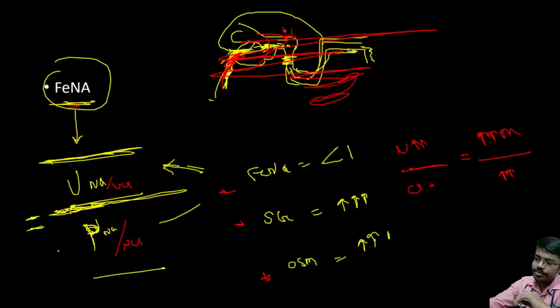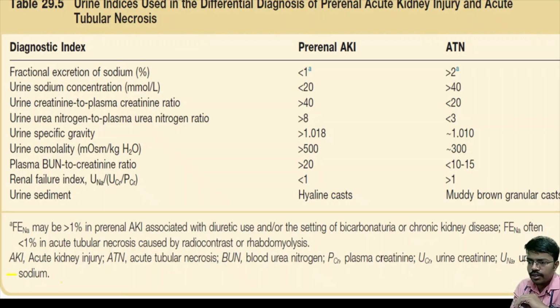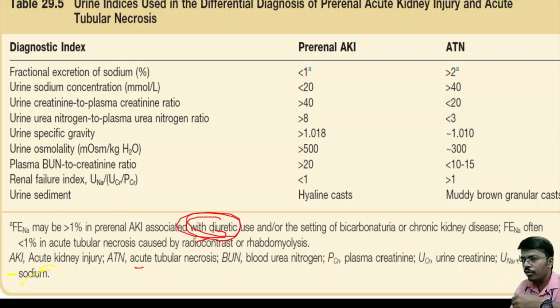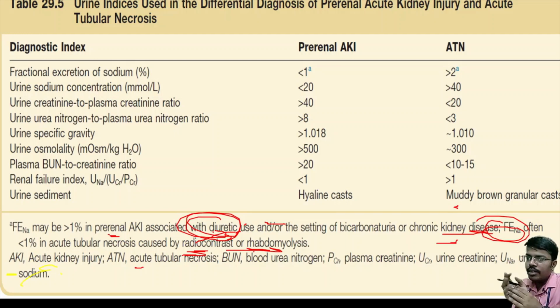There are some kinds of pre-renal factors, as you see here. If we use diuretics, even in a pre-renal condition, the FENA might be more than 1. So that's why understanding pathophysiology is very important. Even in intrinsic renal injury, the FENA might be less than 1 because of radio contrast or rhabdomyolysis. FENA basically depends on which kind of tubule is getting involved, what the macula densa is, and how it causes afferent arteriolar constriction. Then the FENA might vary.